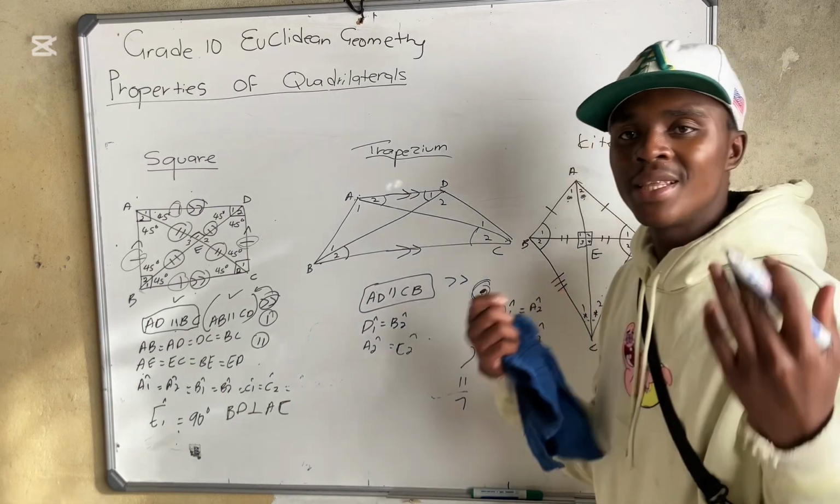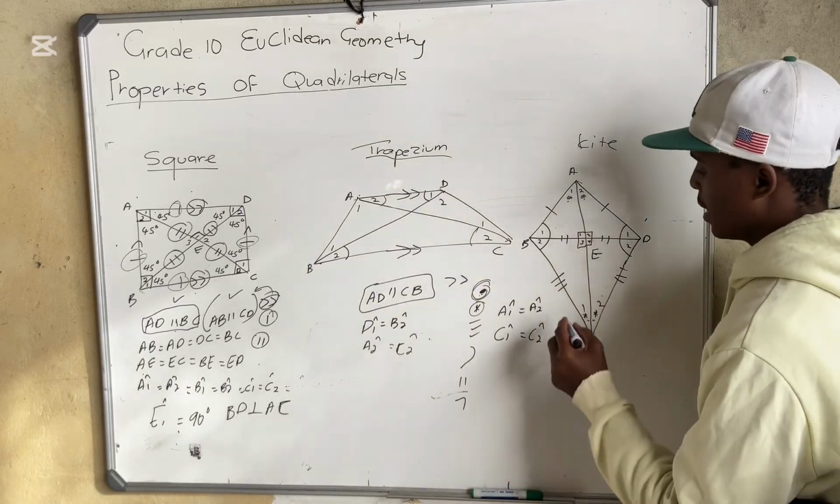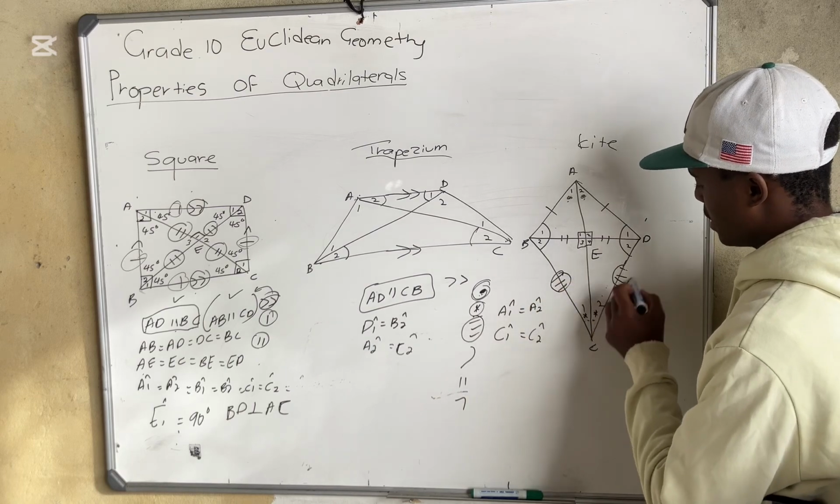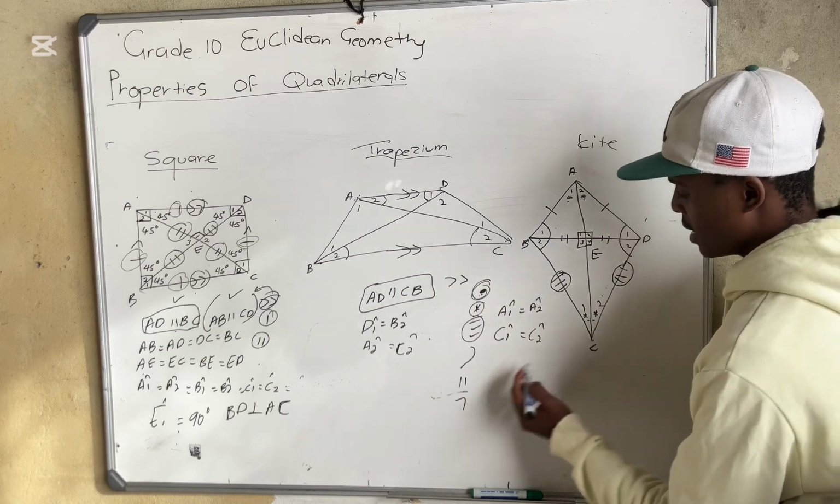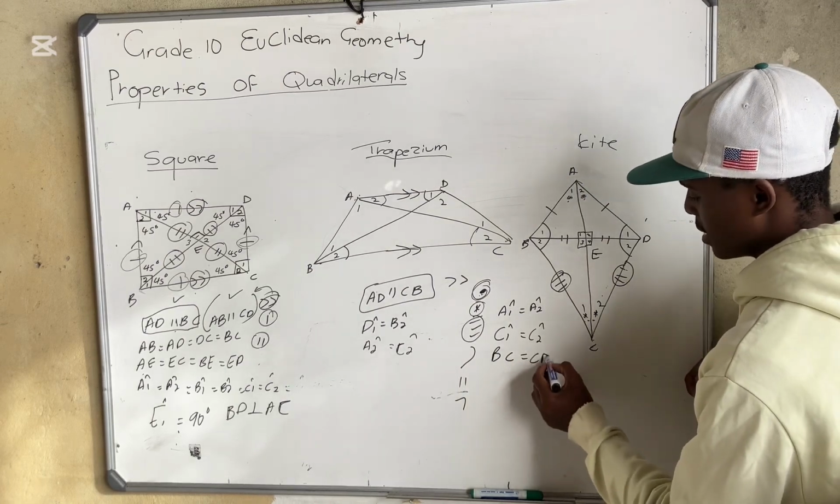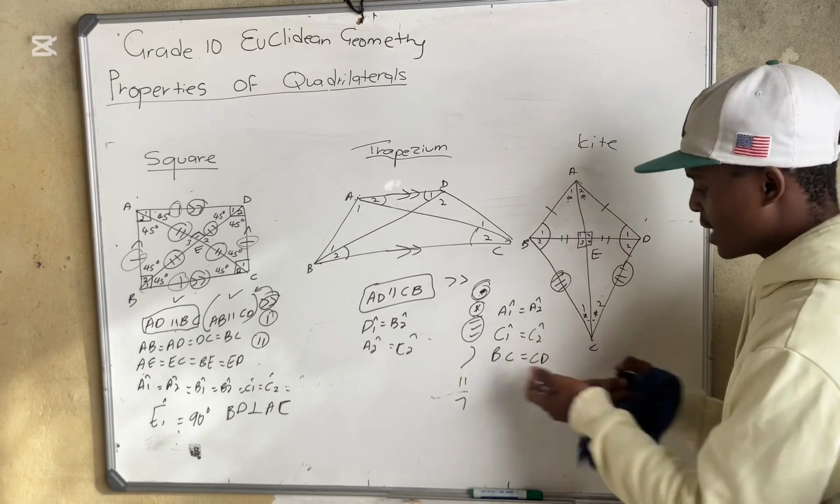You are not doing anything here. You're just taking something and writing it there. And then 3 lines. Okay, where are my 3 lines? It's here and here, meaning that BC is equal to CD. You are not doing anything. You're not calculating. You are just taking out things.